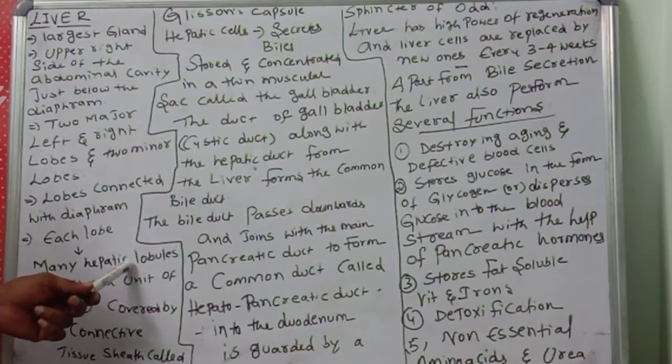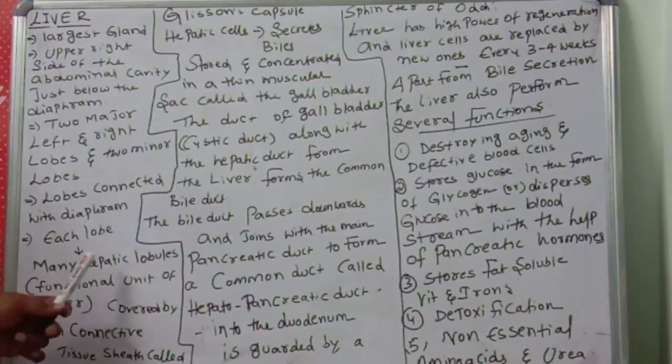Each lobe again has small lobules, the hepatic lobules. The hepatic lobules are called the functional unit of the liver.